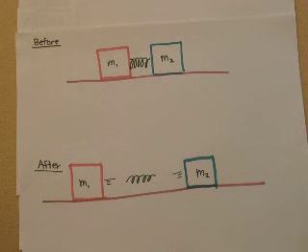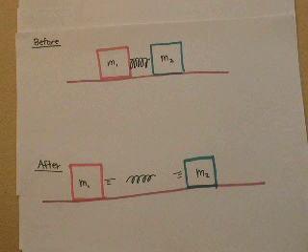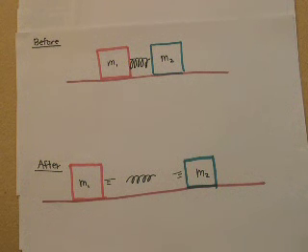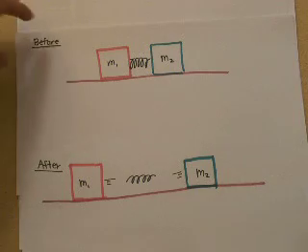Basically, the two blocks are compressed. They compress a spring together. They're not attached. And once the blocks are released, they each go sliding in different directions, and the spring is just left in the middle.